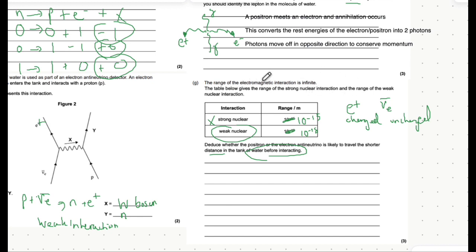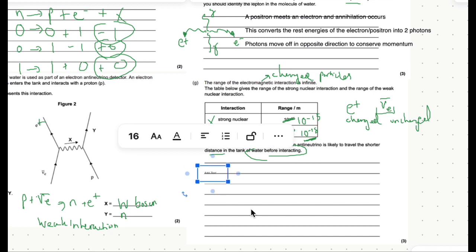Well, that only acts on charged particles, meaning it will act on the positron, but it won't act on the antineutrino. So because this is charged, as soon as it enters the field, it will experience the electromagnetic force, whereas the antineutrino won't. It will take a little bit of time, and when it reaches this range here, that's when it experiences a weak nuclear force. So the positron is what will travel the shorter distance before experiencing a force because it has a charge involved.